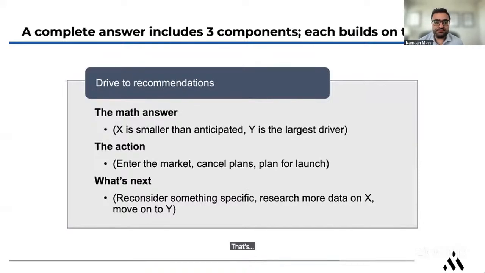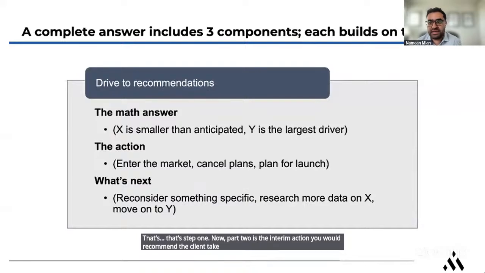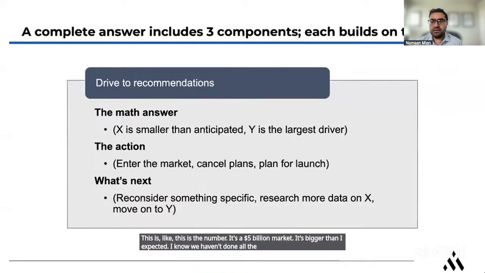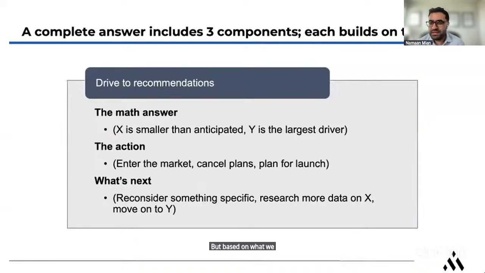That's step one. Now, part two is the interim action you would recommend the client take as a result of the analysis you just did. So, based on what we're seeing here about the Romanian market, my first instinct is we should enter the market because it's bigger than I expected. This is the number. It's a $5 billion market. It's bigger than I expected. I know we haven't done all of the analysis yet, but based on what we've seen so far, I'm thinking this market entry is a go. Right? That's the action. That's step two.